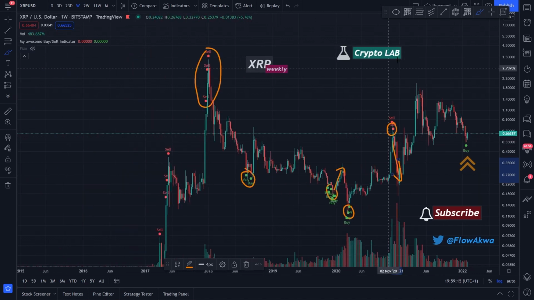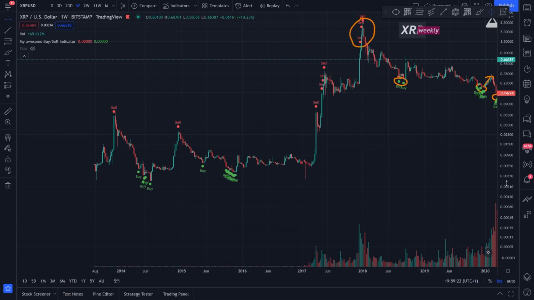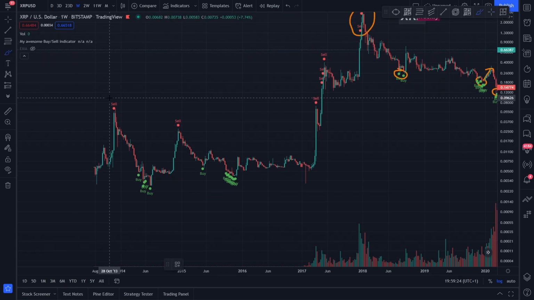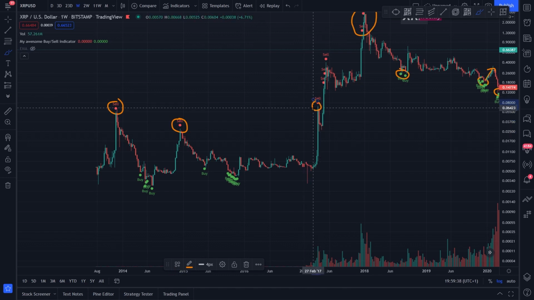If we take a look at the past, we have exactly the same thing, because as you can see, we have a major top with the sell signal, another major top. Here we have a major top after an explosive move to the upside, and then we had a correction before going higher, and here again we have sell signals, and after the sell signal we have a correction.